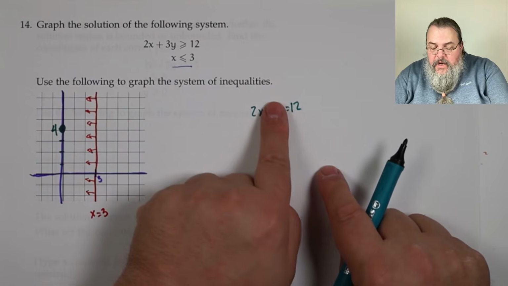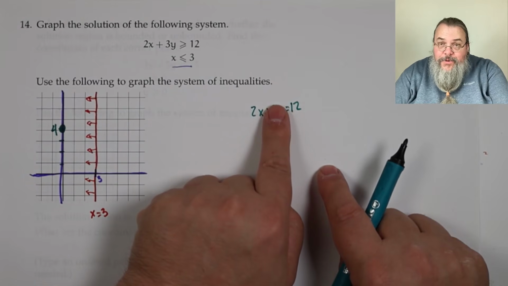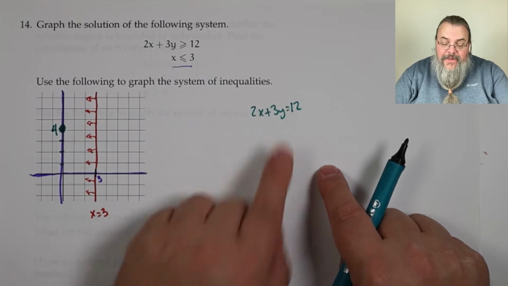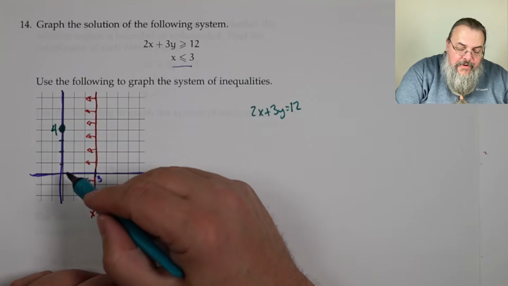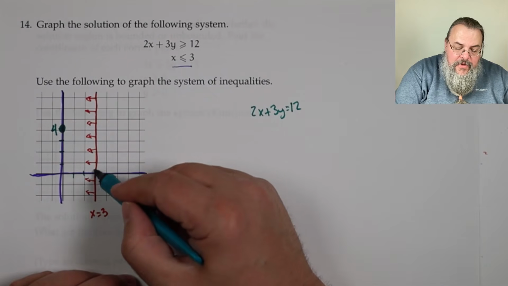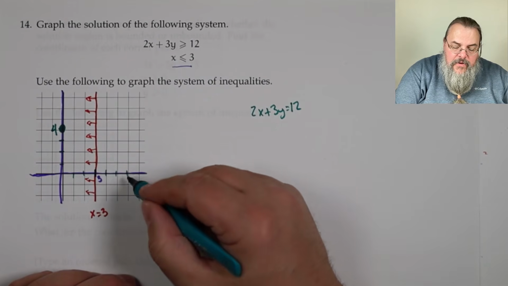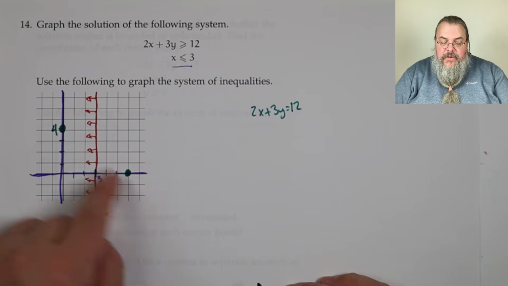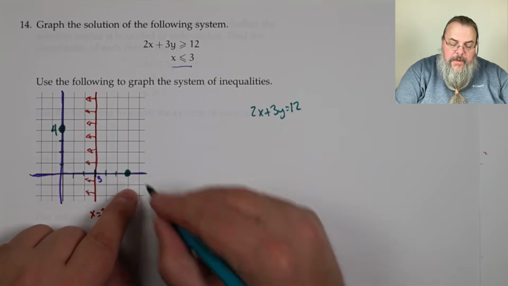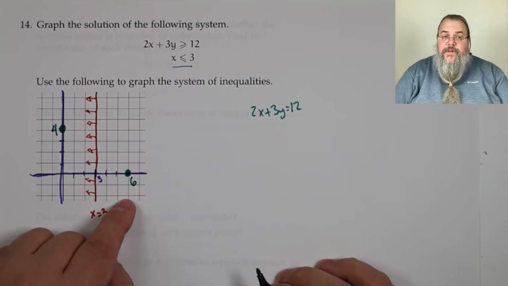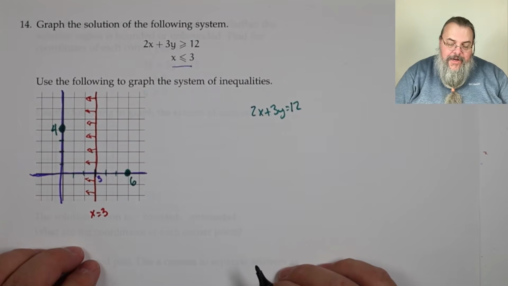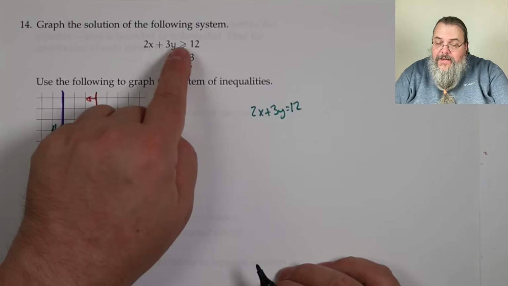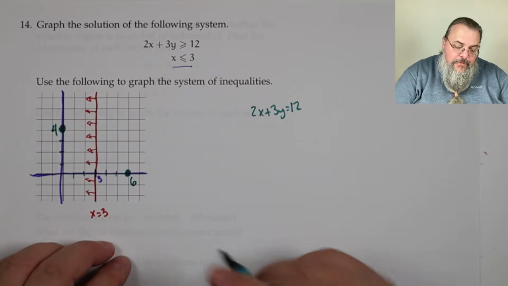Now cover up the y. That's y equals 0. 2x equals 12. What is x? 6. So what we're saying here is find the intercepts. So here, there is the second point. So you have the 2 intercepts. Now what do we do? Connect the dots. Solid line because of greater than or equal to.